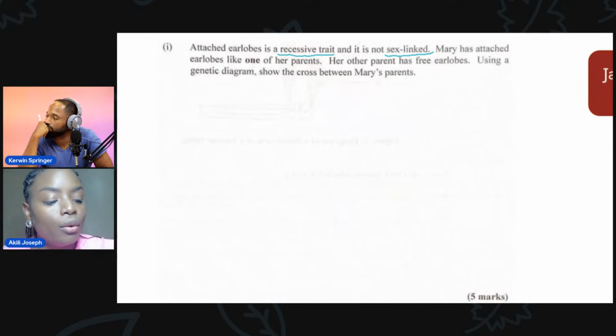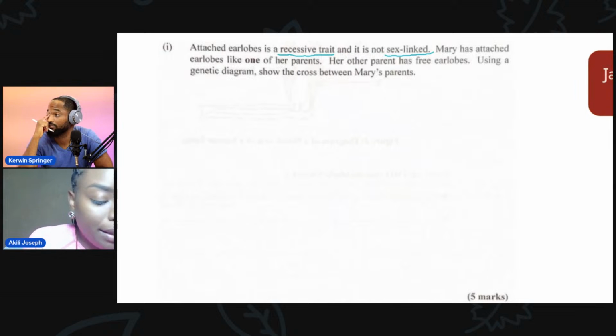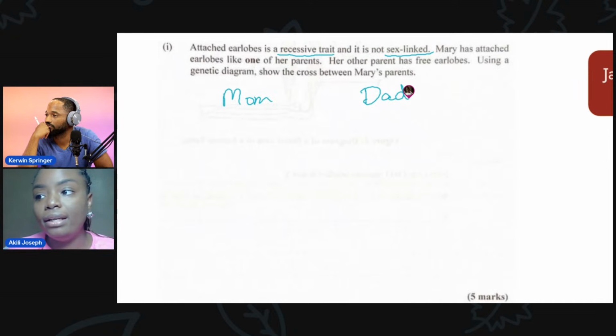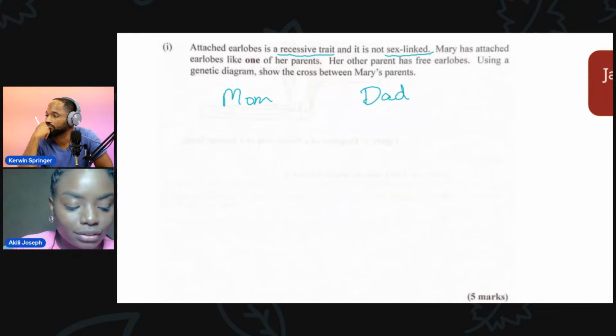So when they say Mary has attached earlobes like one of her parents, it means that there is no dominant allele for free earlobes in her genetics, right? And it means that one of her parents has the same thing too. And whether it's the mom or dad doesn't matter, because they said that it's not sex-linked, right? So when they say using a genetic diagram, show the cross between Mary's parents, it means that you have mom and you have dad, right? And we can pick mom to be the parent with free earlobes. So actually, no, let's go with mom having the attached earlobes, right?